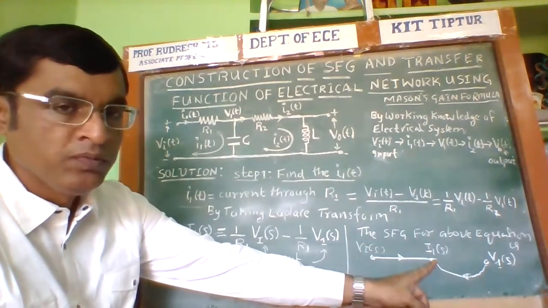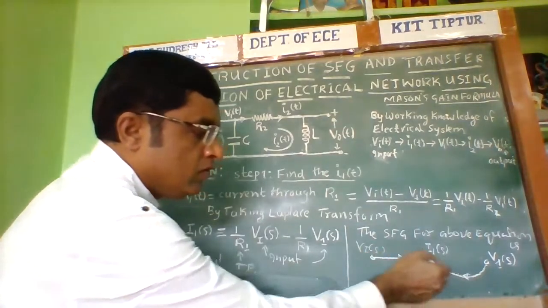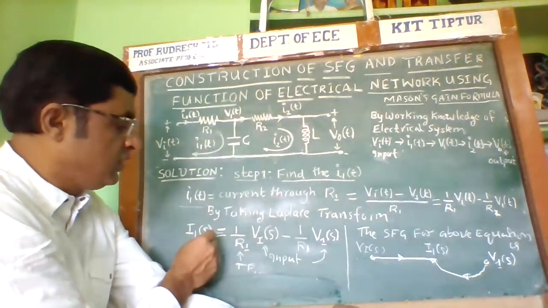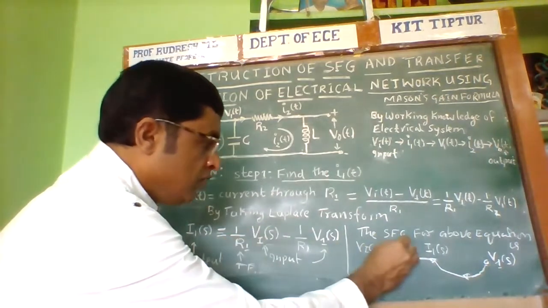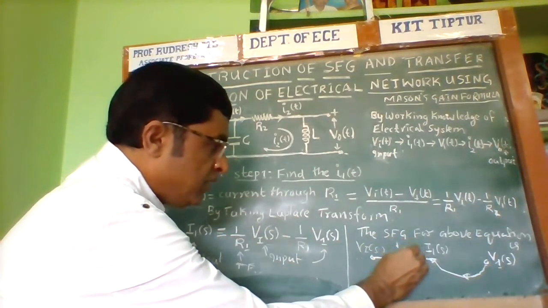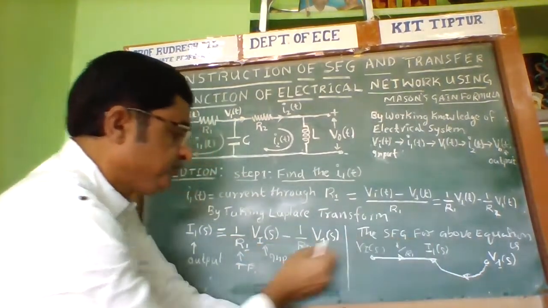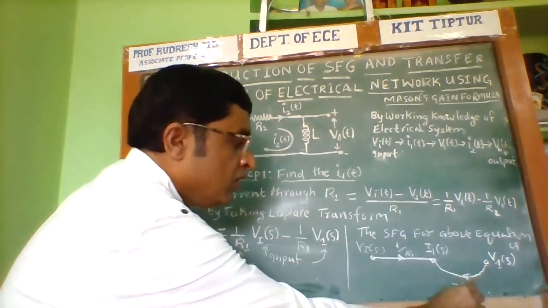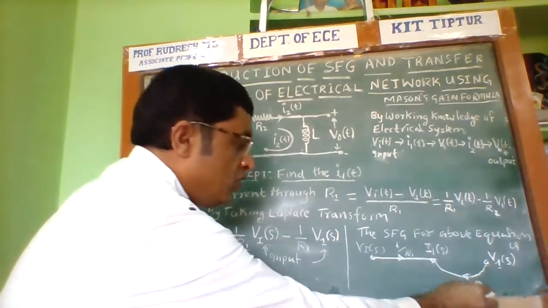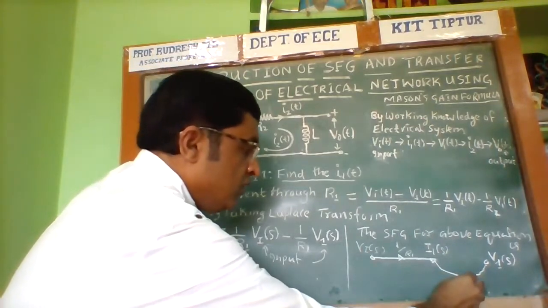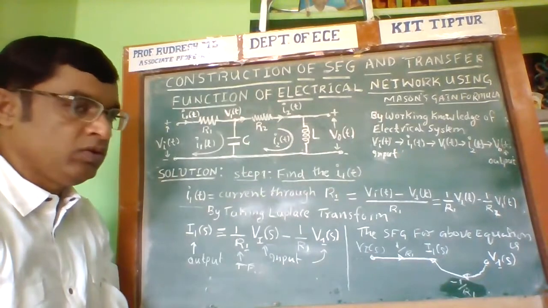Now, this is the output node. The signal at the output node is equal to the sum of the incoming signals. Therefore, I1 of s is equal to VA of s into 1 by R1 plus V1 of s into minus 1 by R1. This branch gain is 1 by R1, and this one is minus 1 by R1.